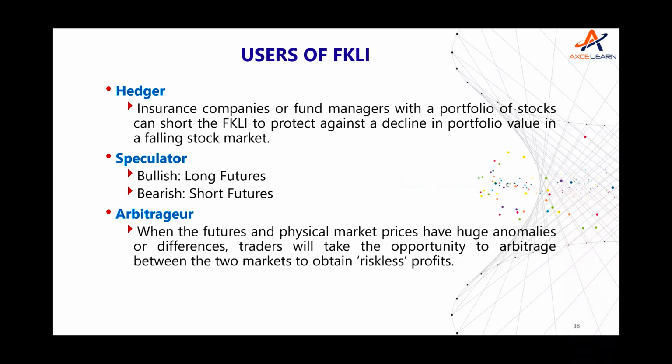Now, the second category is speculators. Lucky or not, you and me, we are all retail investors. As retail investors, we are categorized as speculators. Speculators is very simple. If you are forecasting or expecting the market to go higher, or the market is in an uptrend or bullish, then you long an FKLI. If you are expecting the market to be in a downtrend or bearish trend, you just sell your FKLI. So the second category of users is like you and us, all the retail investors, or some of the institutional or corporate traders.